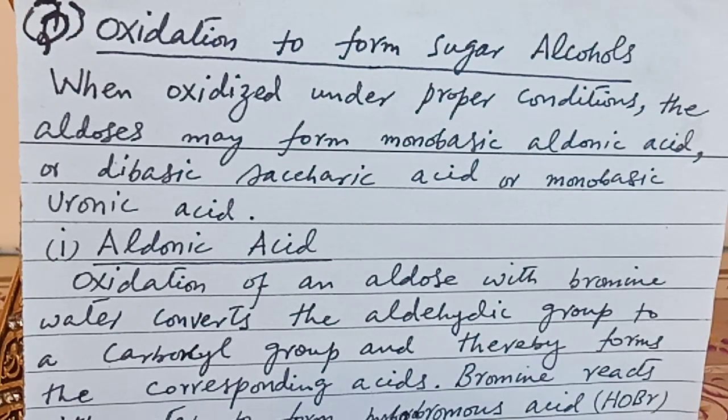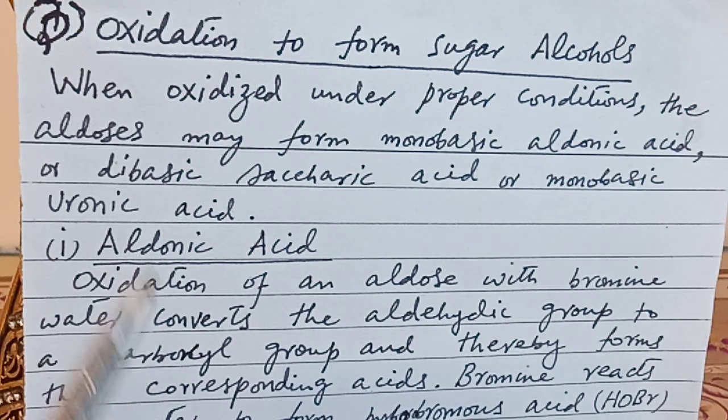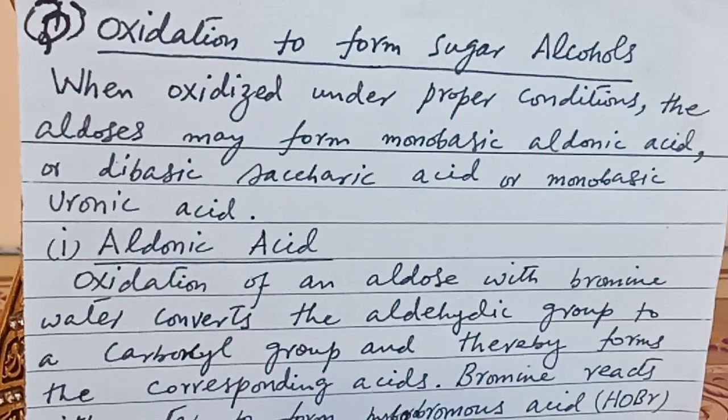Now the third reaction is oxidation to form sugar alcohols. When oxidized under proper conditions, the aldoses may form monobasic aldonic acid, dibasic saccharic acid, or monobasic uronic acid. So the sugar alcohols will be oxidized, and they will form three different types of compounds. Here we will further subclassify. First of all, how is the aldonic acid formed?